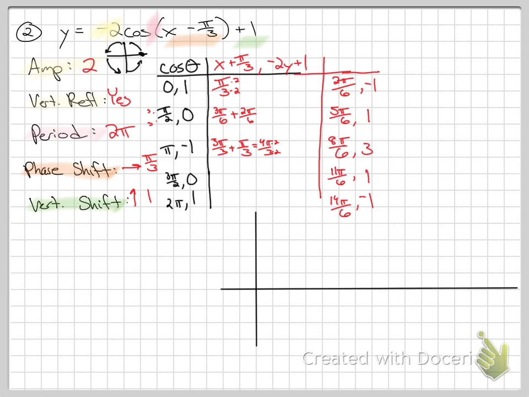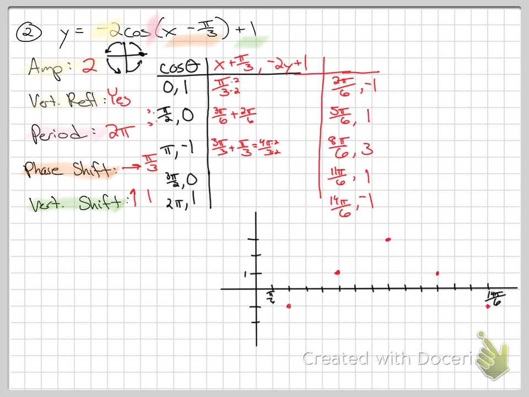Okay, my x's are over 6's, so I'm going to count by 6. I need to go all the way to 14, so this has got to be 1 pi over 6. 1, 2, 3, 4, 5, 6, 7, 8, 9, 10, 11, 12, 13, 14 pi over 6. And I have enough space on my y-axis. Not really. So 1, 2, 3, and -1, -2. Okay, plot the points that we got.